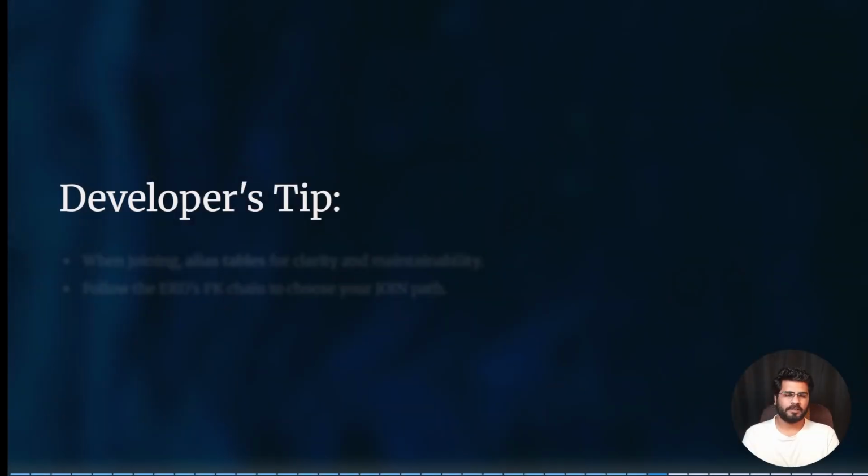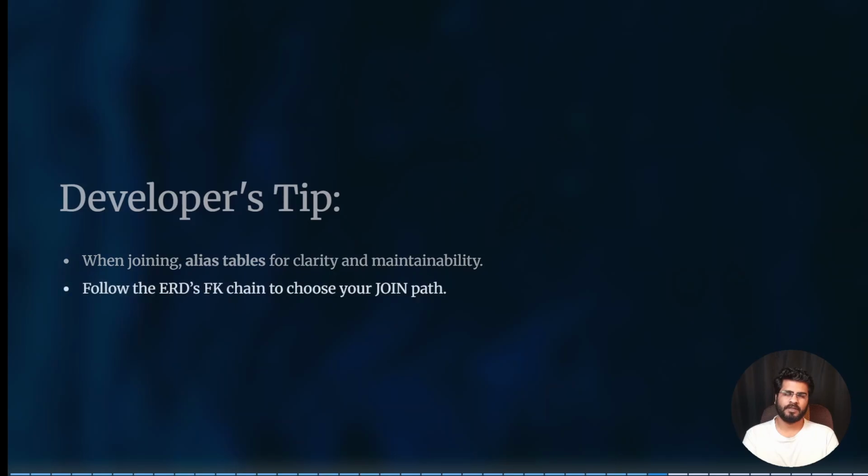Okay, so here is today's tip. Whenever you apply joins, give aliases to the tables that you join. It makes your queries shorter and more readable, with clarity and maintainability of the query. Also, always check the foreign key relationships before deciding your join path. The relationships from the ERD diagram help you strategize the approach that helps you solve any SQL query problem.